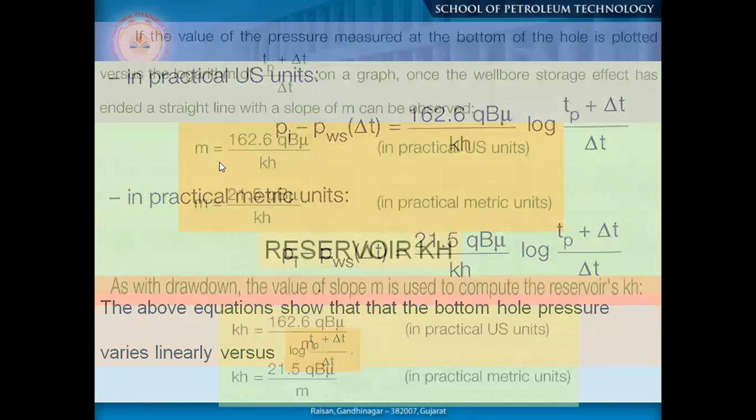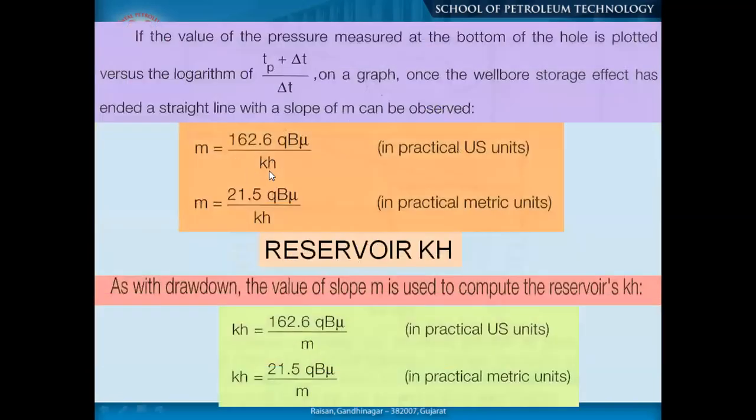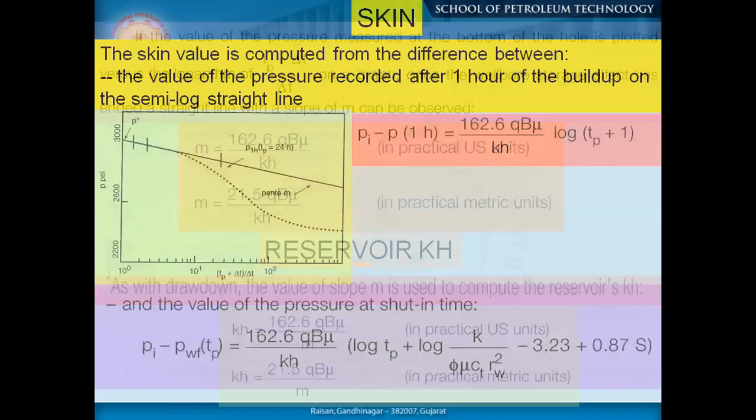So one is again the same formulation we use to get our kh. Okay, m we get from our plot, and in the other formula, q is your flow rate, B is the Bo actually, mu you know, and kh we take out from this. Okay, thickness we know, so k, the reservoir permeability, we try to take from here. So as in the drawdown, the value of the slope m is used to compute the reservoir kh. By using the straight line portion in the Horner plot also, we try to get the reservoir kh, and by using these formulations we can get it.